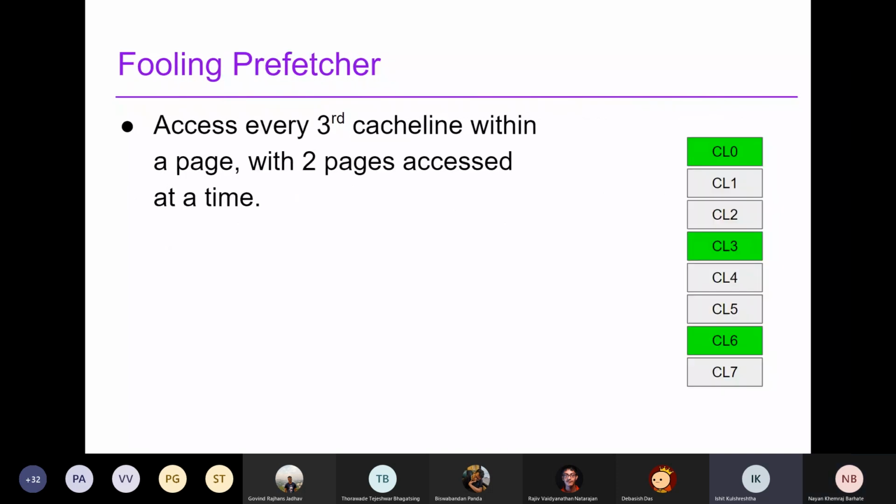The author said that if you access every third cache line within a page, with two pages accessed at a time, it fools the prefetcher 99.5% of the time. The author did experiments with variables, where X is the cache line stride and Y is the number of pages accessed at a time, and they made a matrix and found that using X equals 3 and Y equals 2, we are able to fool the prefetcher very nicely. So we'll access cache line 0, then move on to cache line 3, cache line 6. We can clearly see that the shared address space is covering 1/3 of the LLC.